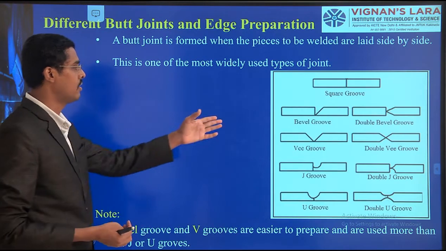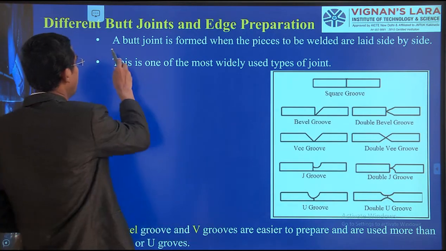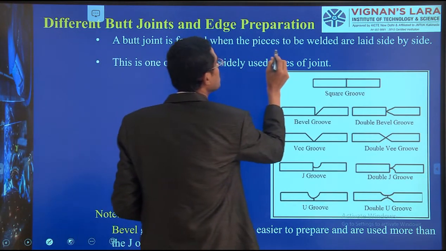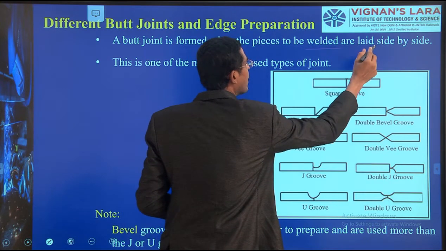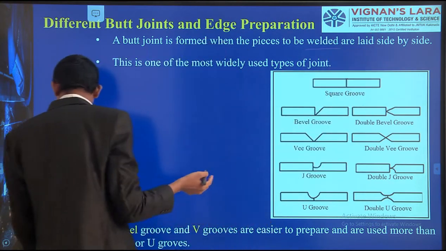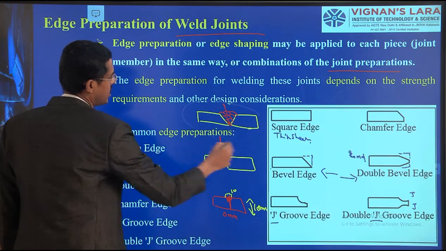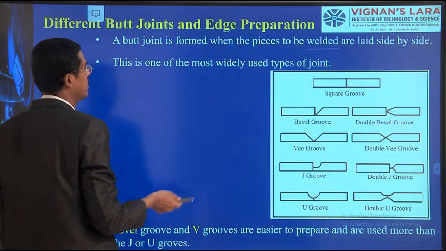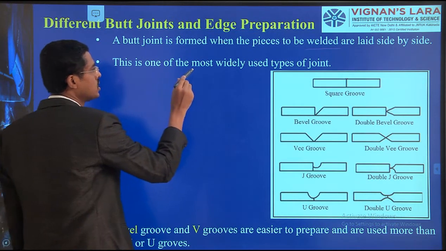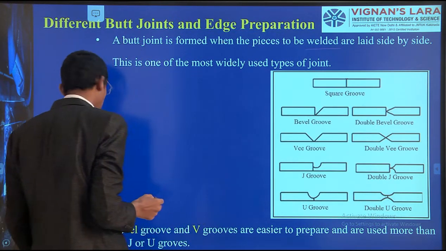Right. So I have the same thing I have done here. The butt joint is formed when the pieces to be welded are laid side by side. So now what I have drawn here, this configuration I have given in the next slide. This is one of the most widely used types.